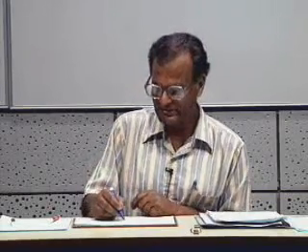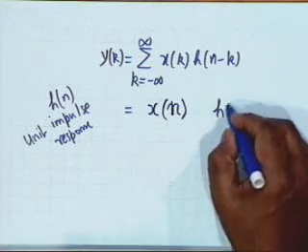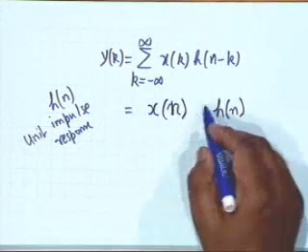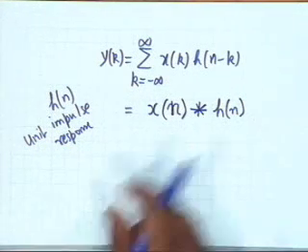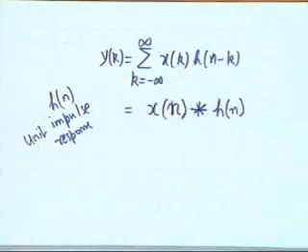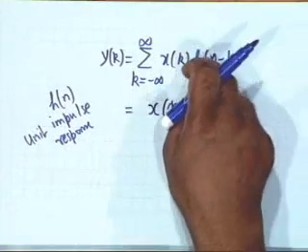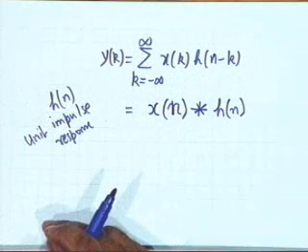This operation is known as the convolution operation, and the convolution operation is simply represented as x of n. What you are operating on are these 2 signals, x of n and h of n, and convolution operation is represented by a star between them. Whenever we write x of n star h of n, we mean this particular summation. This is called convolution summation. The operation is called convolution, and the operation is denoted by a star between x of n and h of n.